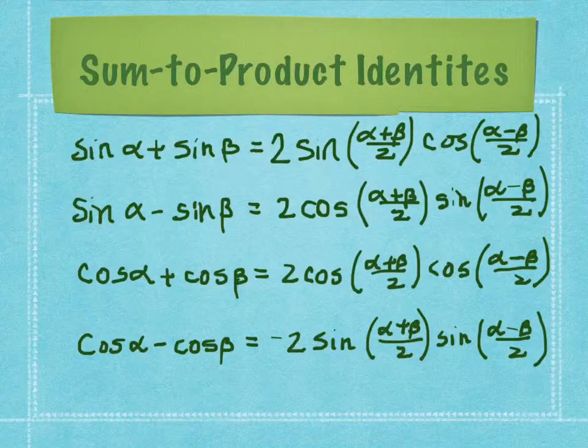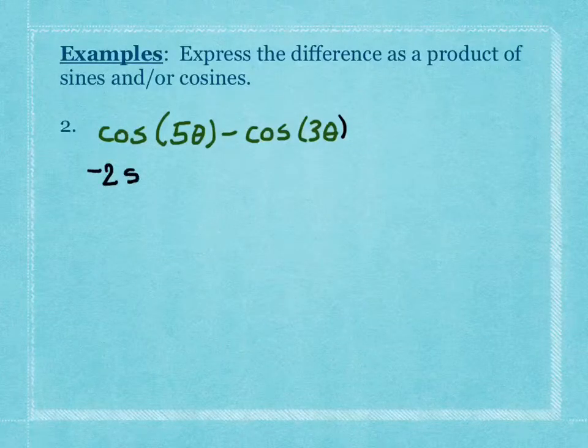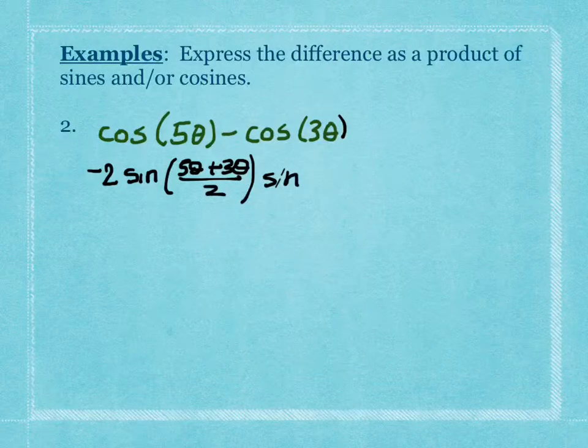So this is negative 2 sine. This is the average, alpha plus beta, the two angles added divided by 2, and then sine, and then the two angles subtracted divided by 2. So we have, again, negative 2 sine. We have our two angles added, so 5 theta plus 3 theta over 2. And then we've got another sine, and we've got our two angles subtracted. So 5 theta minus 3 theta divided by 2.